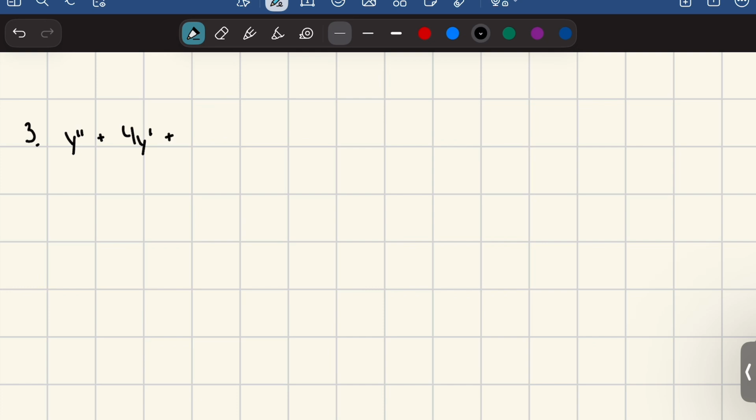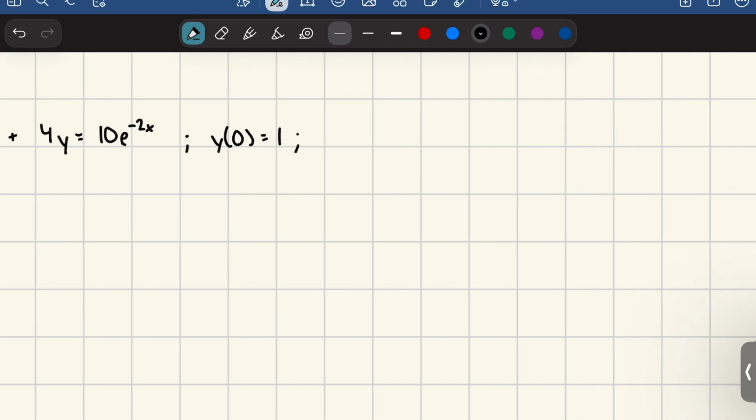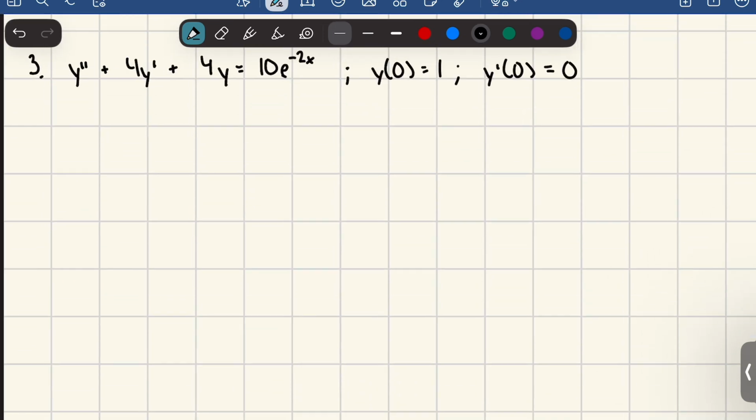Tiny 2x. Negative, no, not negative. e to the 2x. This one equals 1. y prime of 0 equals 0. I can already tell this one's going to take up a lot of room. Okay.